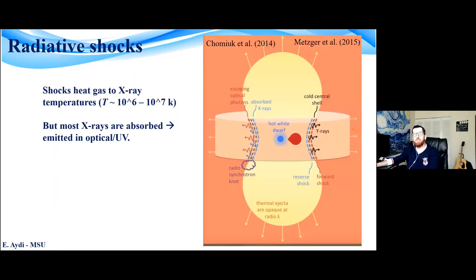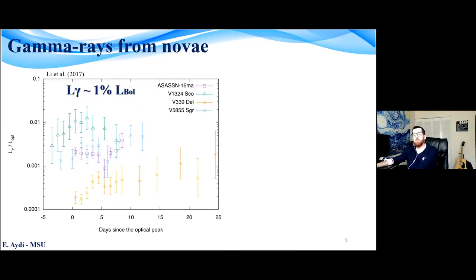The model predicts that the X-ray emission from the gas heated by the shock is absorbed by the dense ejecta ahead of the shocks and reprocessed into lower energy. So we see mainly optical and gamma rays from the shocks. The observed gamma ray luminosity from novae that have been detected by Fermi LAT so far ranges between 10 to the power 35 and 10 to the power 36 erg per second, which is around 1% of the optical luminosity of a nova.